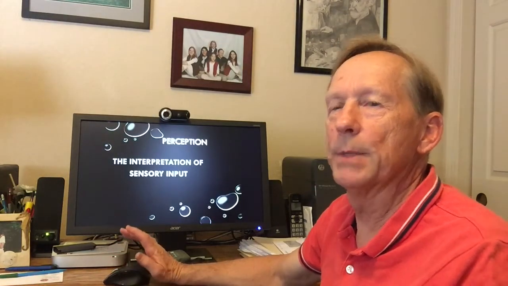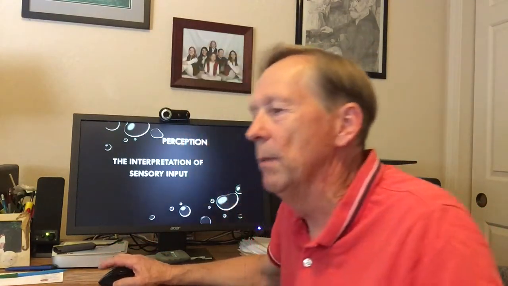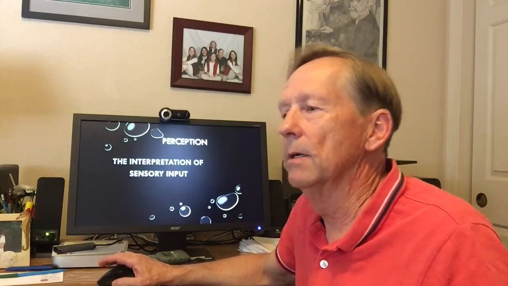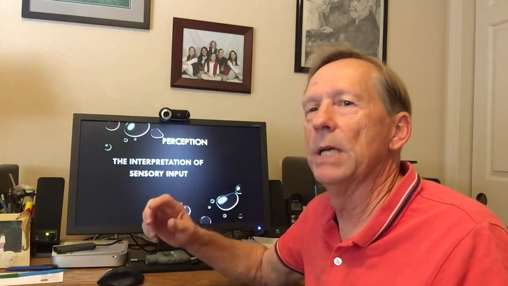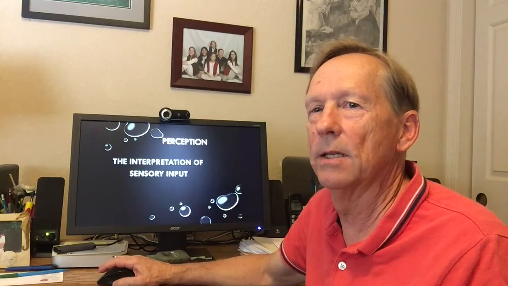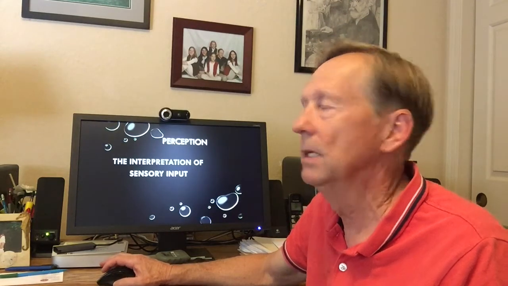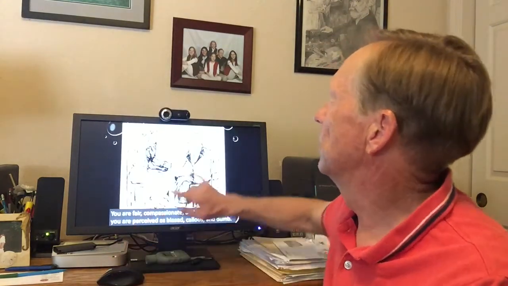All right, now perception. Let's move to that part of the chapter. Perception is the mere or the active subjective interpretation of information that's come in via the sensory systems. Let's take a look at that in the form of this comic.